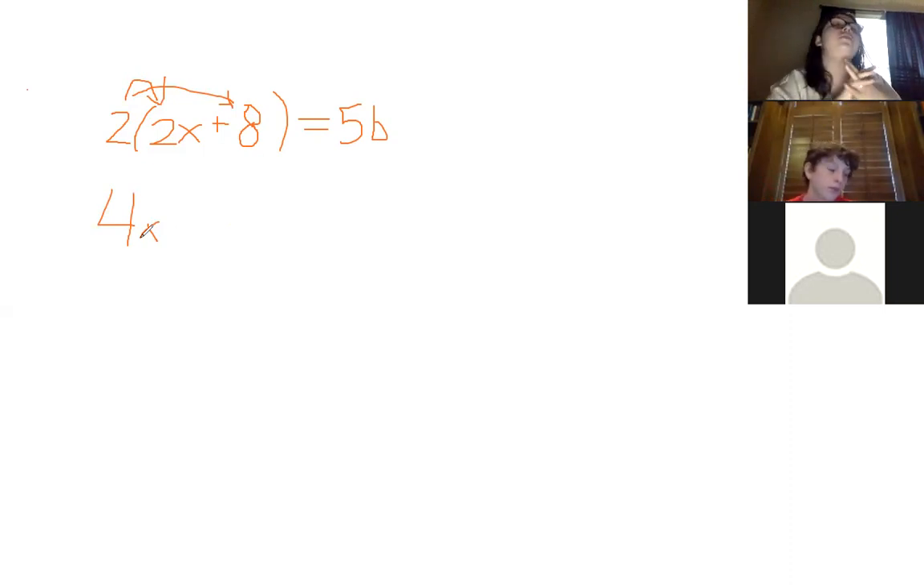So what would be 2 times 3x? 6x. All you're doing is multiplying those two front numbers and then adding on the x at the end. Good. And then you did 2 times 8, right? And what did you get there? 16. So 4x plus 6x... 16 again equals 56. Good.